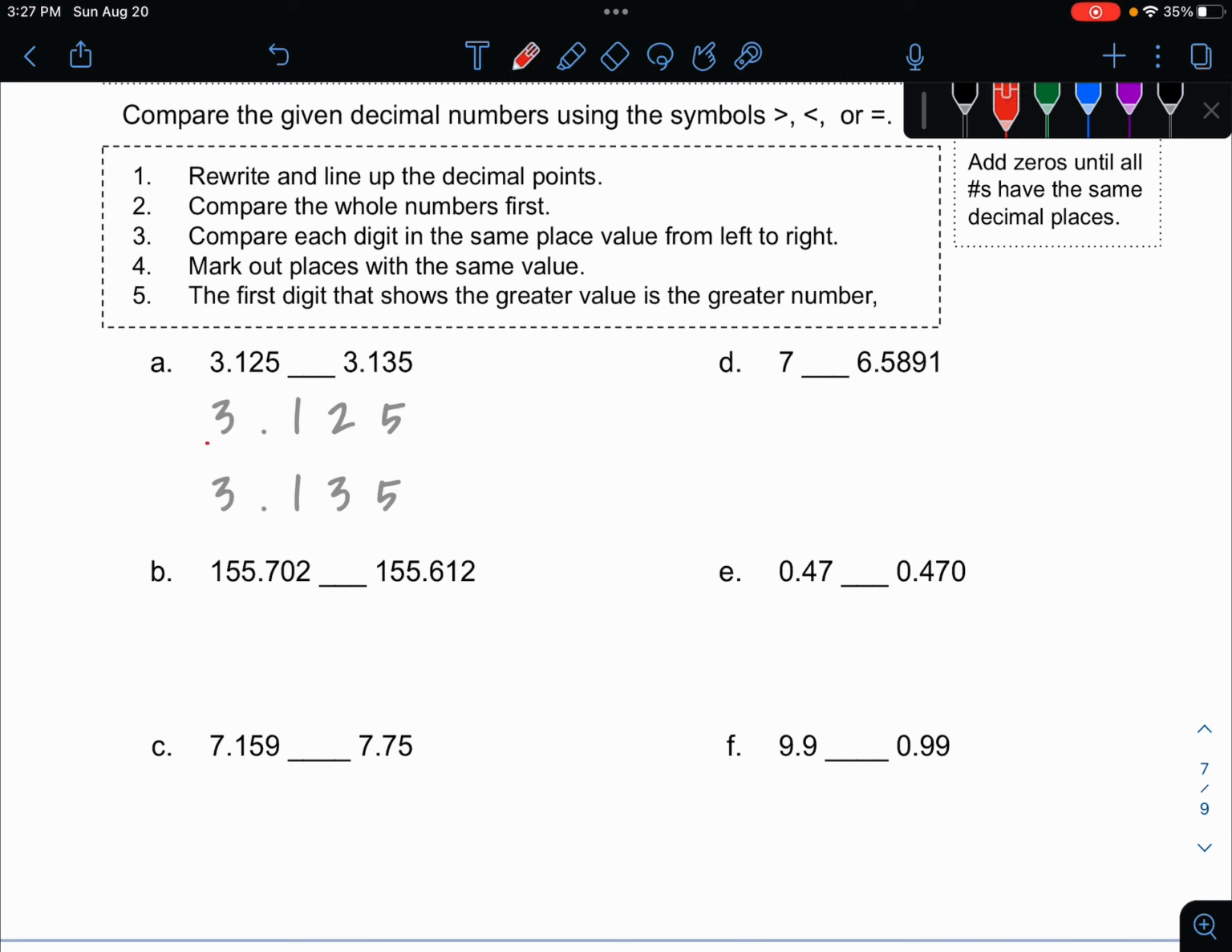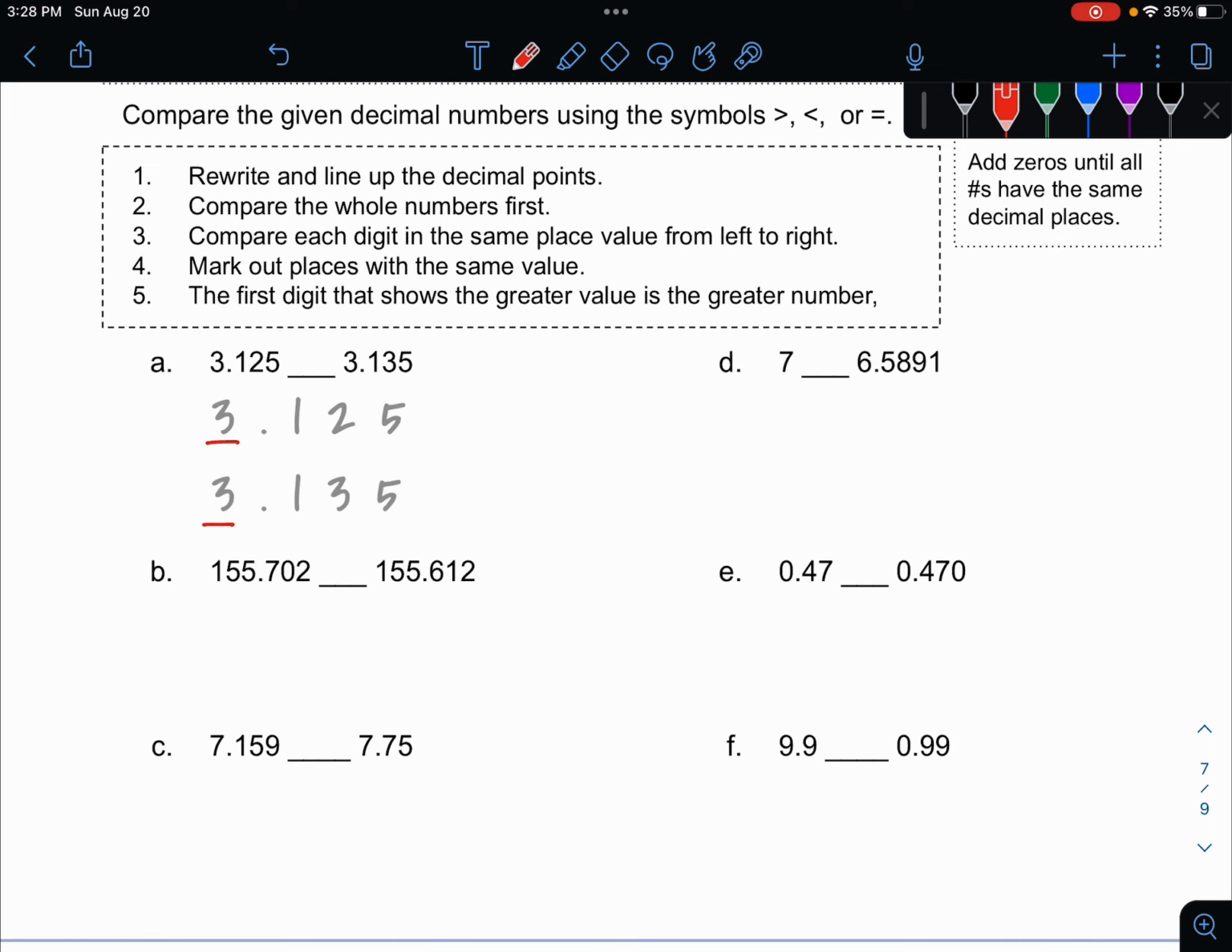Let's look at the whole numbers. They're both 3, so they're equal. Step 3, compare each digit in the same place value from left to right. Mark out places with the same value. The first digit that shows the greater value is the greater number.